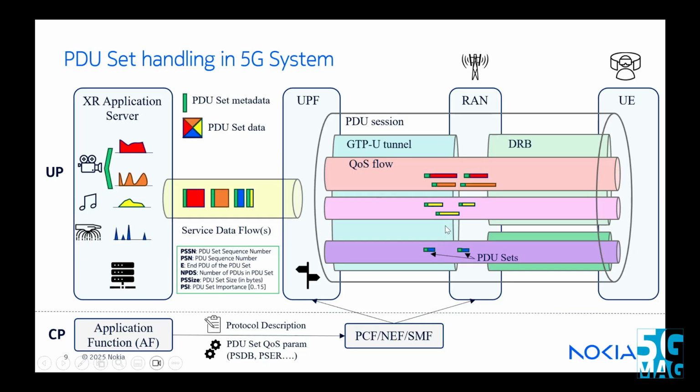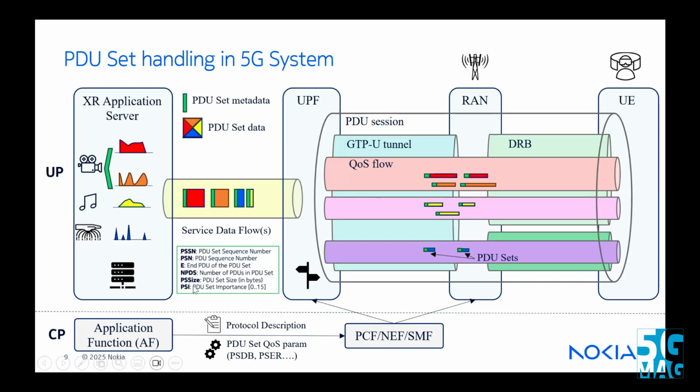So what this PDU set framework does is that you can add additional information to each PDU set. This additional information includes your PDU set sequence number. Because these are in order, you would have a PDU set sequence number. Within the PDU set, you would have a PDU sequence number. You would also have an end PDU of the PDU set, so you know that the PDU set has finished and this is the last packet from it. You can have the number of PDUs in the PDU set. You can have the PDU set size in bytes.